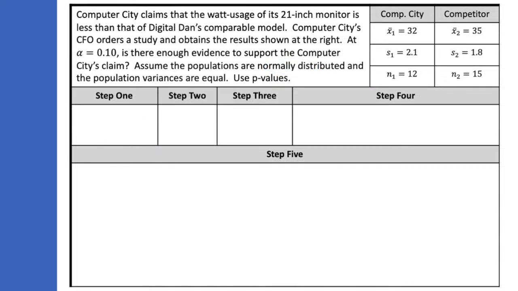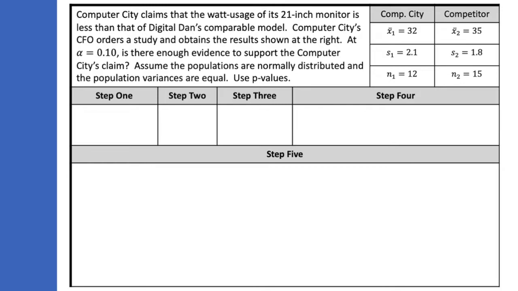Computer City claims that the watt usage of its 21-inch monitor is less than that of Digital Dan's comparable model. Computer City's CFO orders a study and obtains the results shown at the right. At alpha equals 0.10, is there enough evidence to support Computer City's claim? We're going to assume the populations are normally distributed and that the population variances are equal.